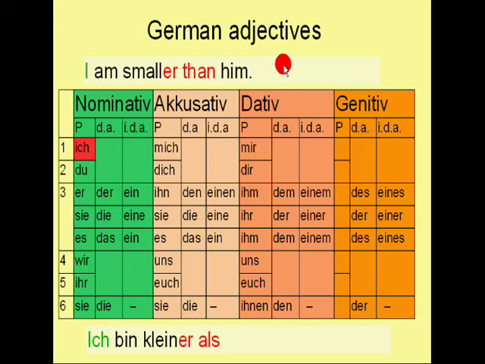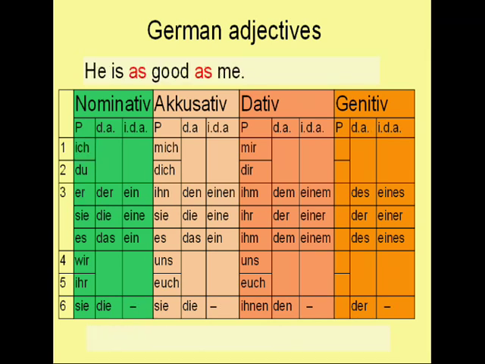But in this case, you would be wrong, because that's the difference in German. We use for him also the nominative case. Him is in the third person singular, so the third person singular in the nominative case would be er. And so we would say in German, Ich bin kleiner als er.